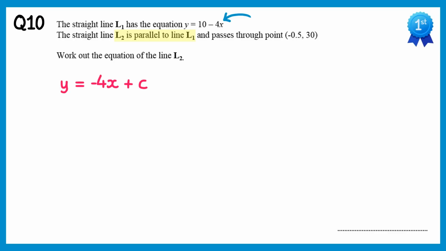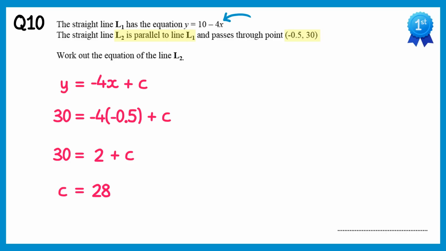We're also told that the line L2 passes through the point (-0.5, 30). So if we substitute x for negative 0.5 and y for 30, we can find c. So we'll start with y, which is 30, which equals negative 4 times x, which we know is negative 0.5, and then plus c. So we have 30 equals negative 4 times negative a half, which is positive 2, and then plus c, and if we take 2 from both sides, you'll get c equals 28. Now that we know c is 28, we can write the equation of the line: y equals negative 4x plus 28.